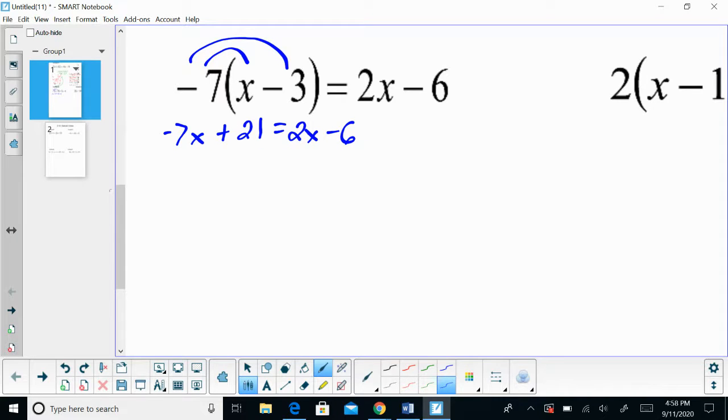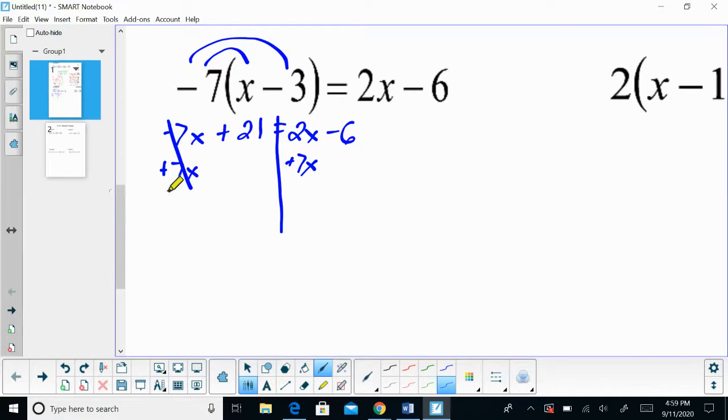So I'm ready for step number 2, which is to get the variables on one side. And I do this by adding or subtracting. Again, you can choose which variable you want to move. Do I want to move the 7x, the negative 7x, or the 2x? In this case, I would move the negative 7x because if I add 7x, that's going to get rid of my negative sign. But you can always subtract 2x if you want instead. So here I'm going to add 7x to both sides.